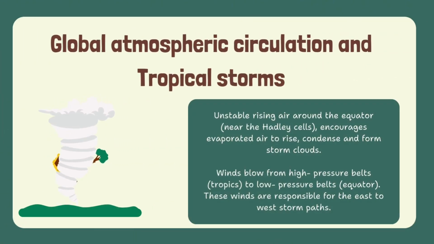So what's the link with global atmospheric circulation and tropical storms? Well, unstable rising air around the equator, near the Hadley cells, encourages evaporated air to rise, condense, and form storm clouds. And since winds blow from high-pressure belts, such as in the tropics, to low-pressure belts around the equator, these winds are responsible for the east to west storm paths.